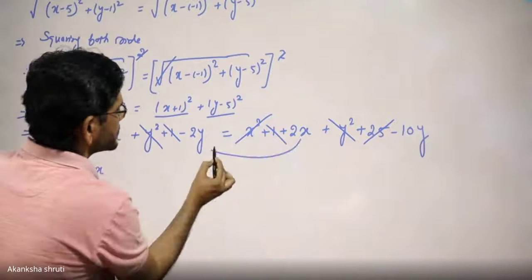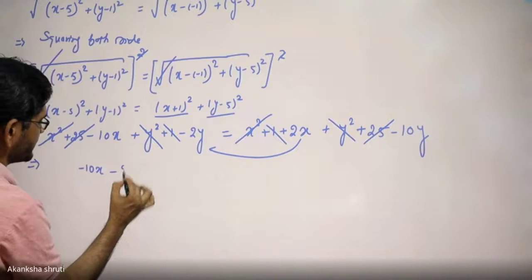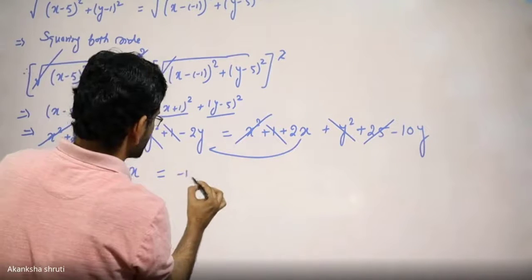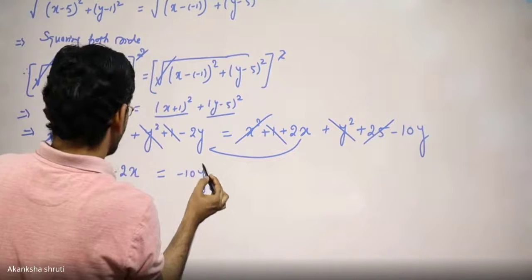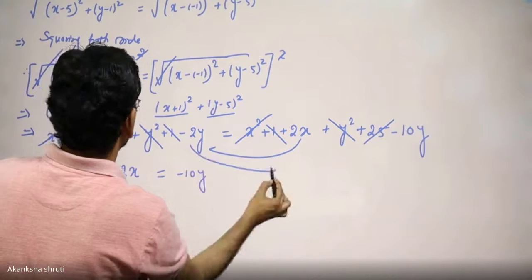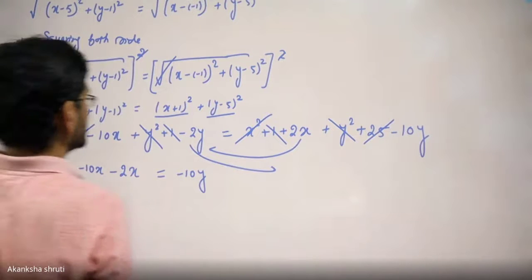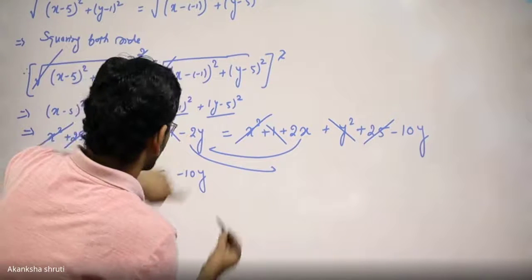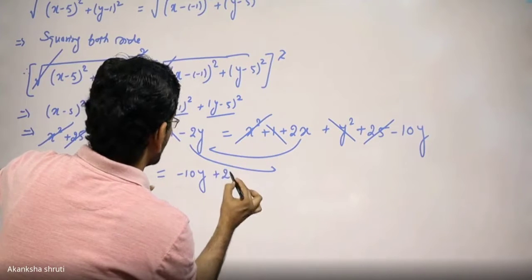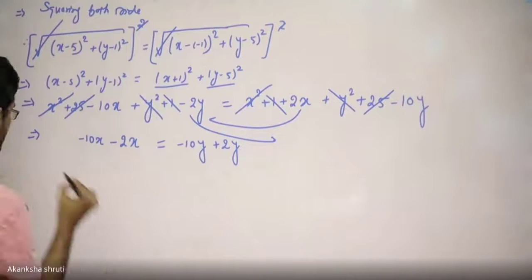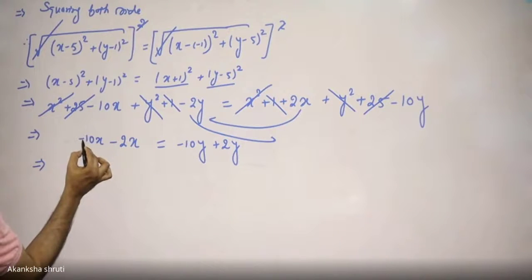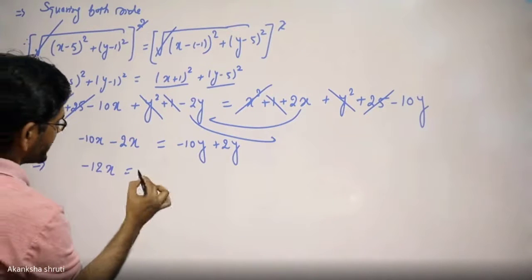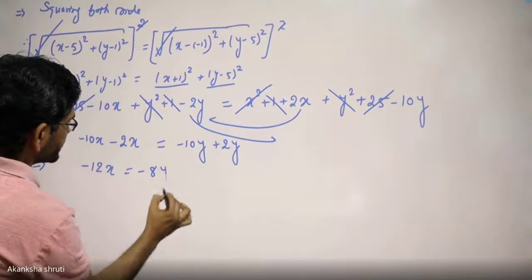Bring this 2x to the left hand side, it becomes minus 2x. This equal sign. On the right hand side we have minus 10y. Then send this 2 to the right hand side. Students, keep in mind, it is minus here, so it becomes plus 2y. Let us simplify it further. So it is minus and minus 12x. Here it is minus, but it is plus, so it becomes minus 8y.